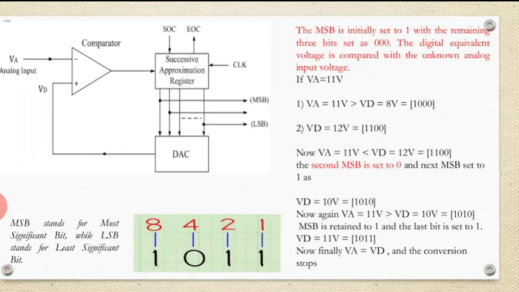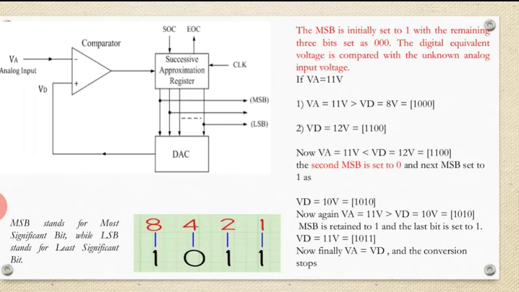Now the analog input VA, assume that it is 11 volt. It is given to the comparator, and it is compared with 1000, because the MSB is initially put as 1. Now 1000 is equivalent to 8 volt. It will be compared with 11 volt, right? VA is 11 volt, which is greater than VD. I hope it is clear.